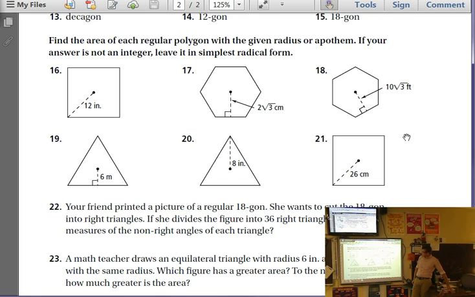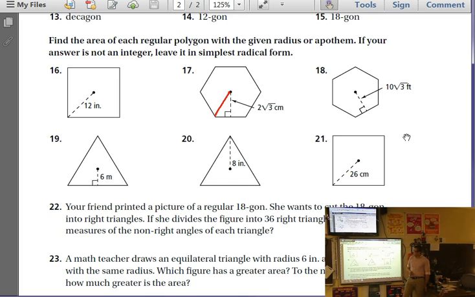17 has kind of messy values in it. Find every area of each polygon with a given vertex or given radius or apothem. Oh, so all of this is just taking the one value that you had and working from there up to all of the other values that you need.